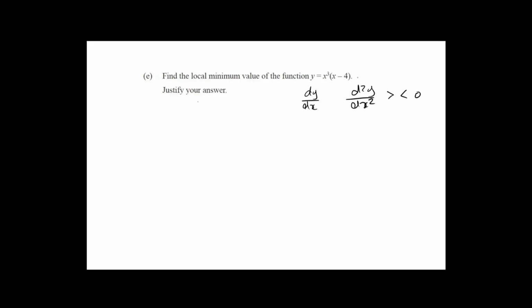So I don't like this brackets business, so I'm going to expand out the brackets. So we've got the original equation is this, x minus 4. So I've got x to the power of 4 minus 4x cubed, and it's just nicer to differentiate that. So when we differentiate that, dy/dx is going to be 4x cubed minus 12x squared. And we're going to set that equal to 0 and then solve for x.